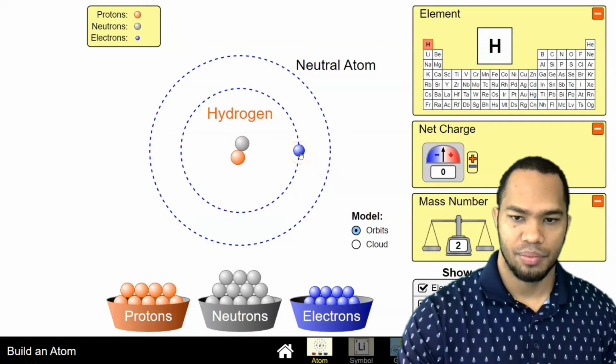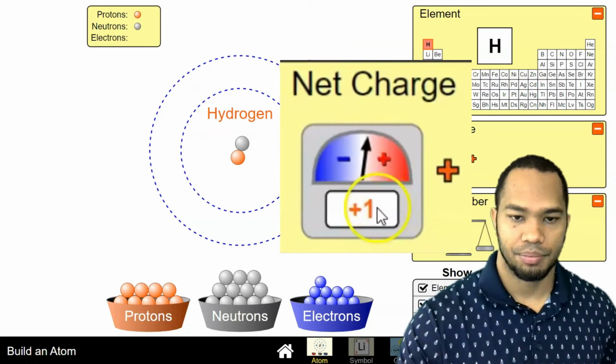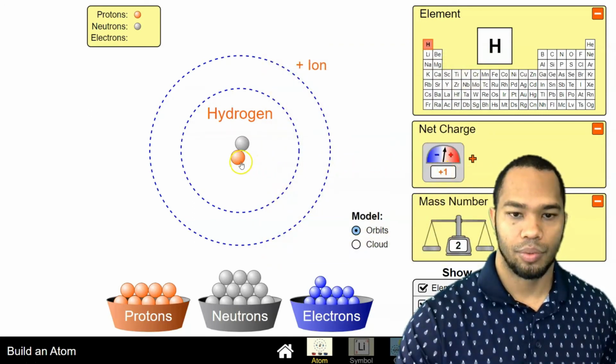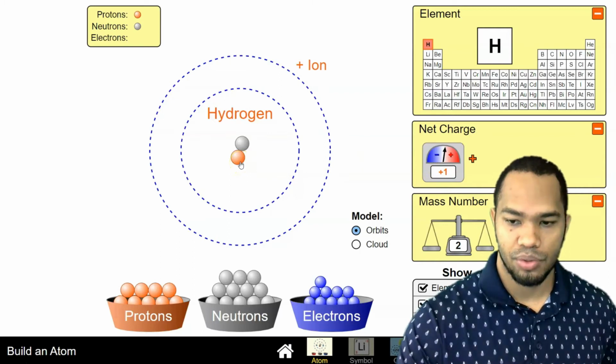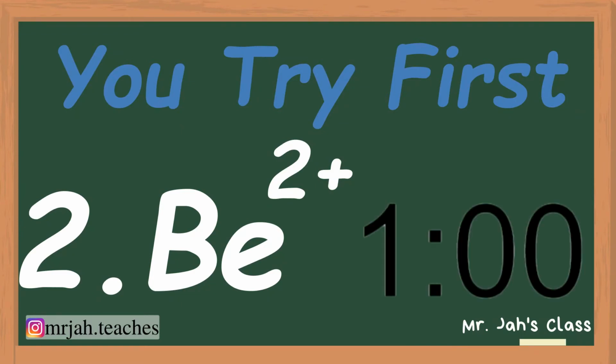All we have to do is take. So we see that the net charge is positive because we only have a proton. Let's build beryllium.